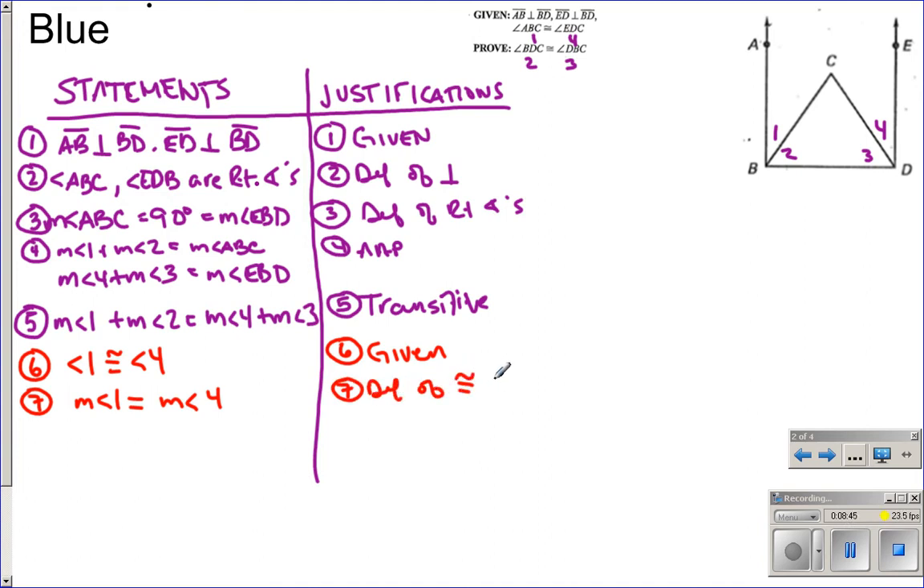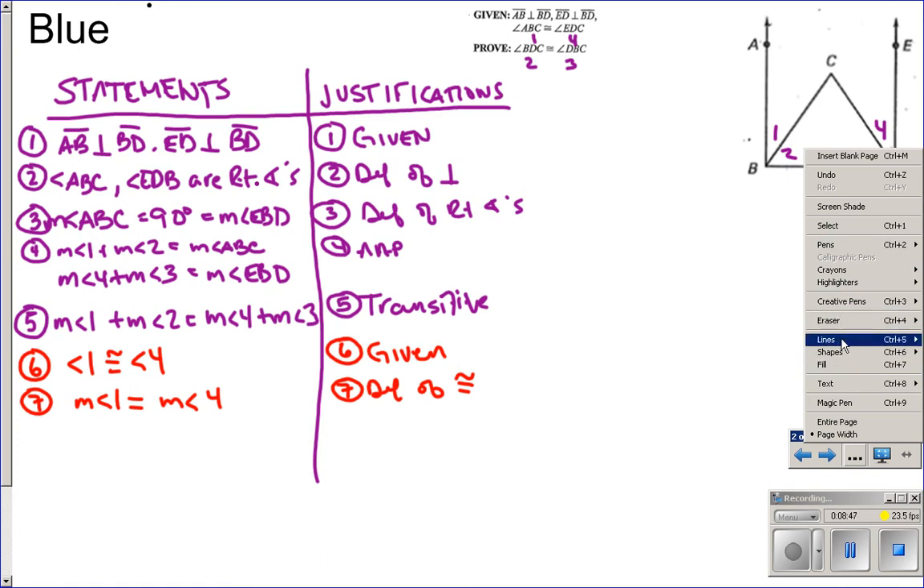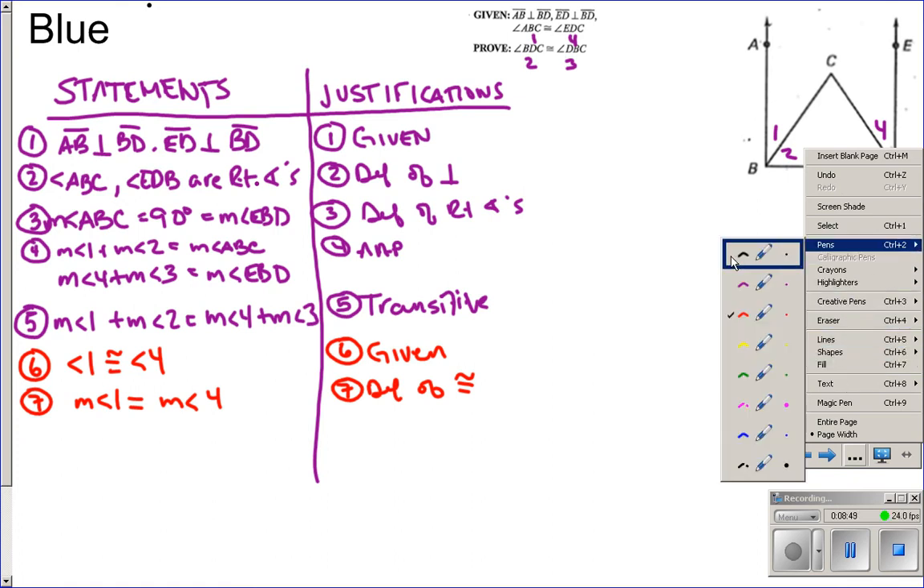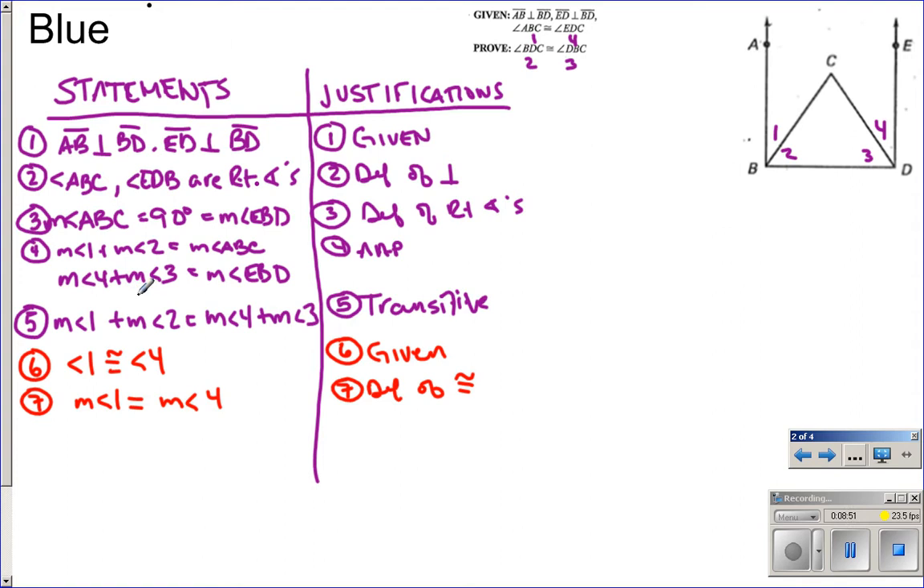Okay. Well, again, I wanted to show that 2 and 3 were congruent, which means I have to show 2 and 3 are the same measure. I just have to get rid of 1 and 4, but they're the same value. I just showed it down here. So I'm going to modify my equation so it looks the same.